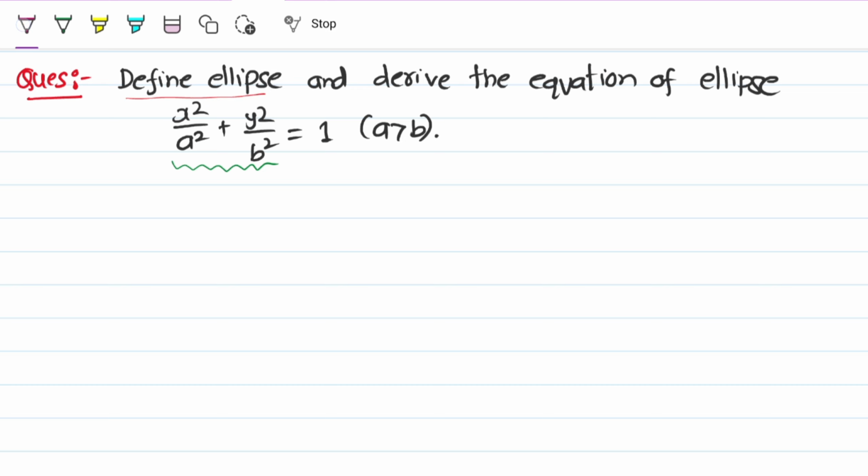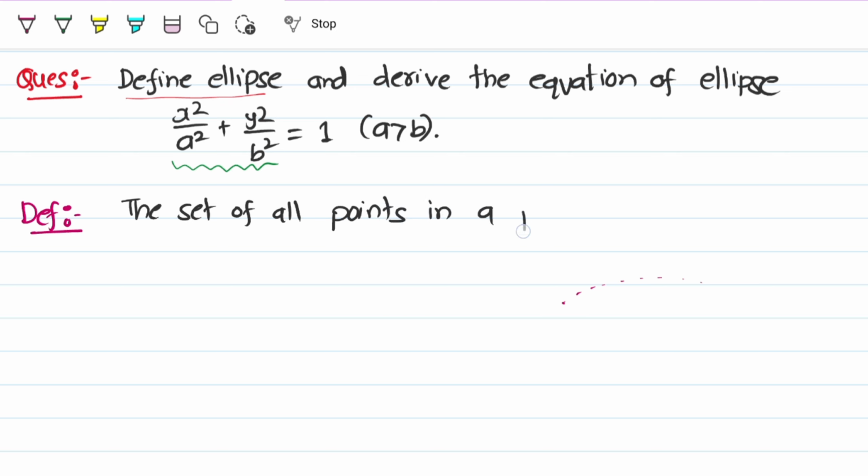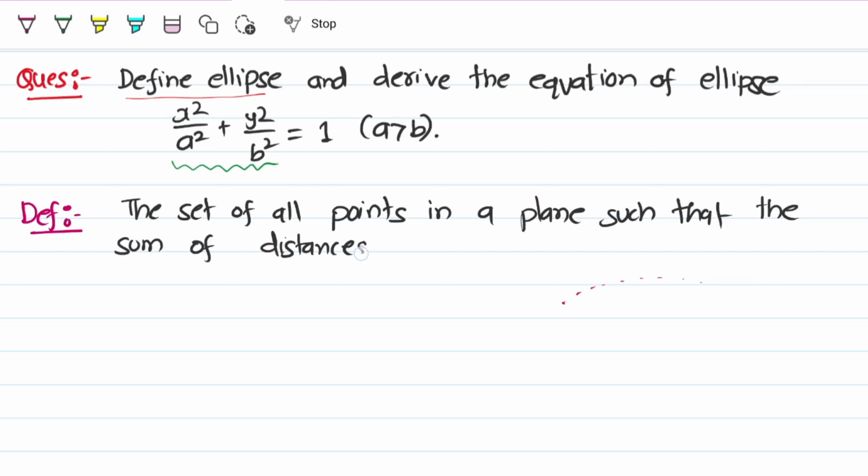What is the definition of the ellipse? Let me first write it. Ellipse: the set of all points in a plane such that the sum of distances from two fixed points is always constant. Okay, so this is the definition.